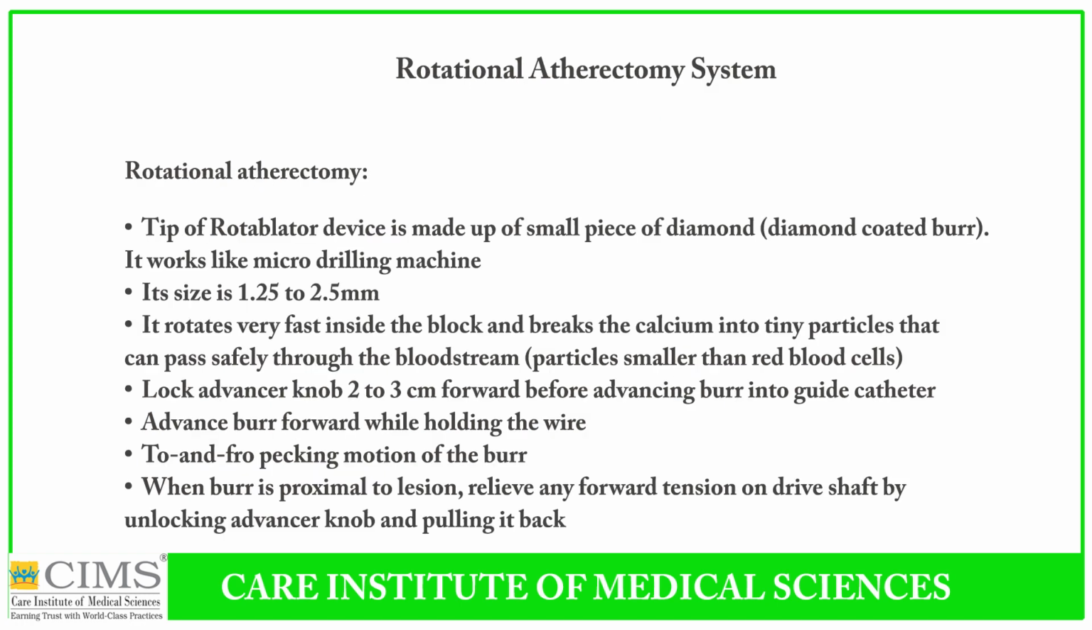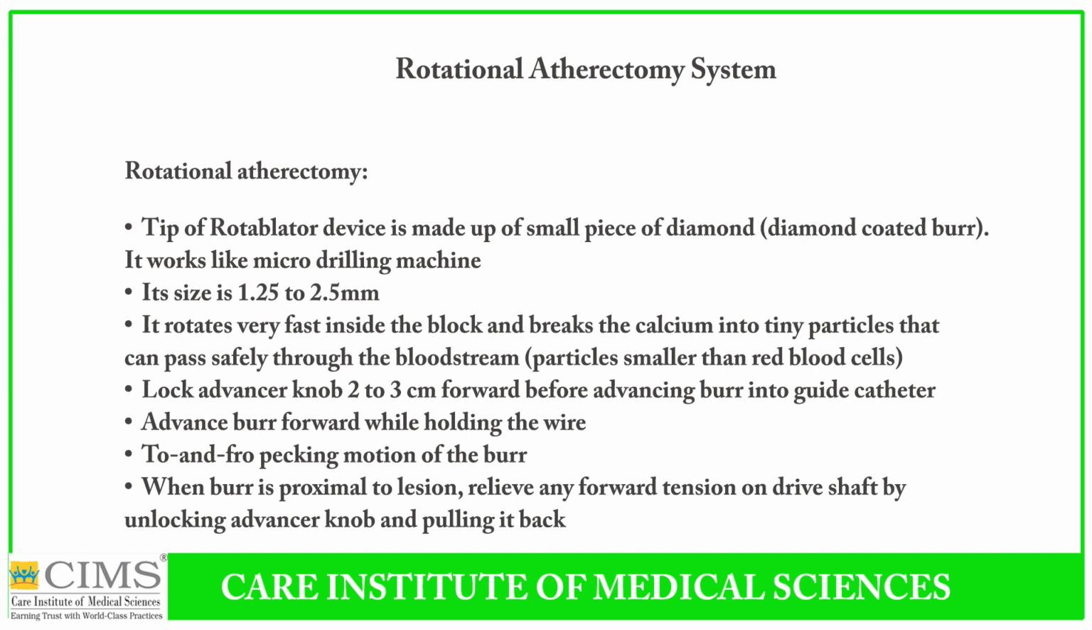In rotational atherectomy, the tip of the rotablator device is made up of a small piece of diamond-coated burr which acts as a micro drilling machine. Its size is 1.25 to 2.5 millimeter. It rotates very fast inside the block and breaks the calcium into tiny particles that can safely pass through the bloodstream and be filtered out.